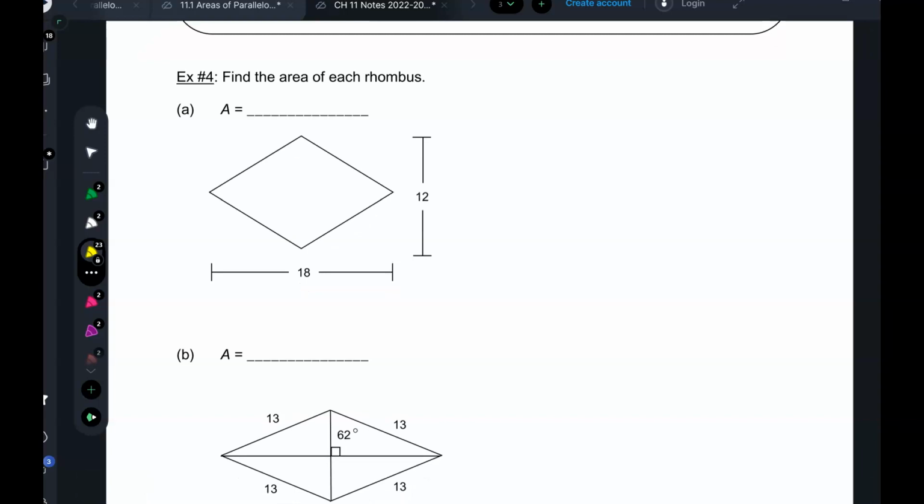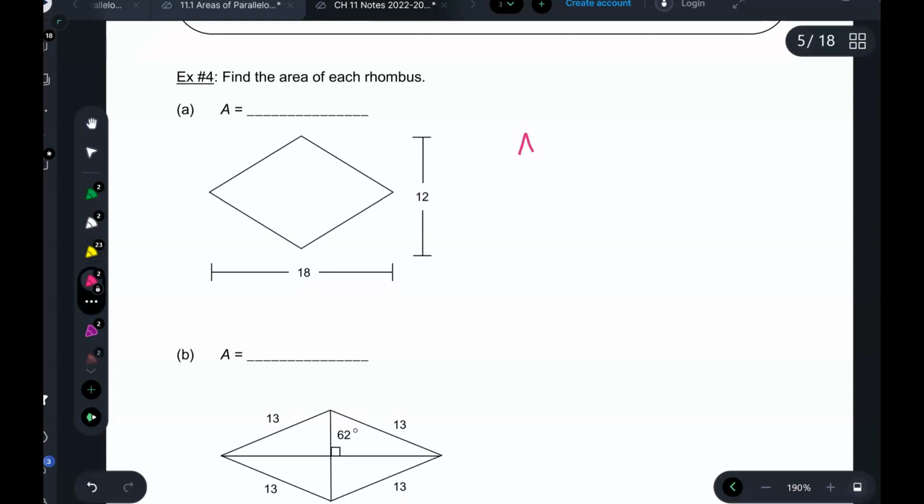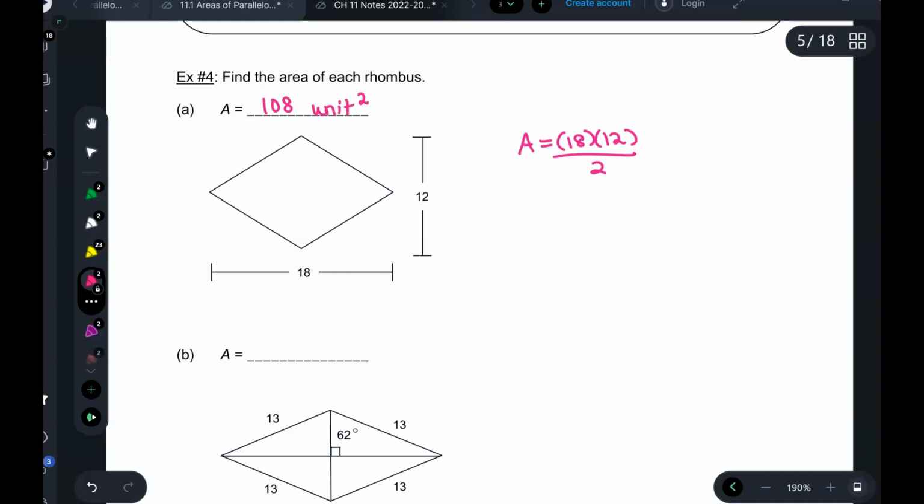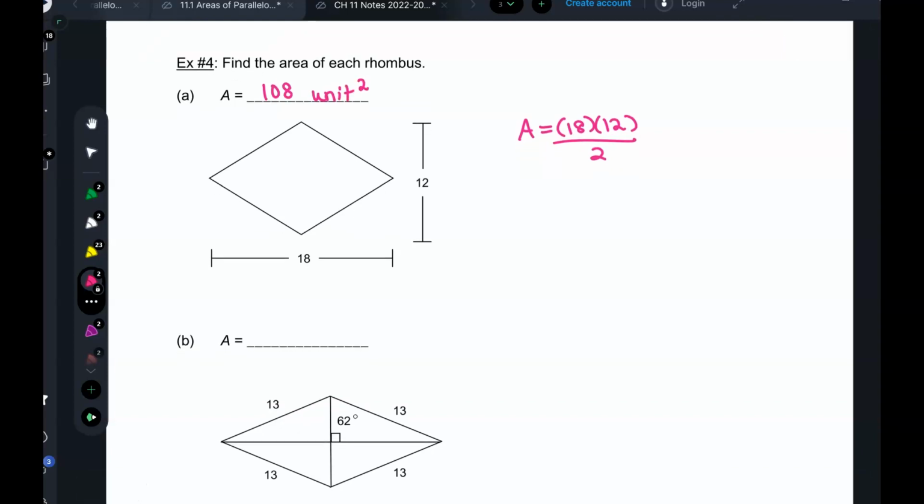Okay, area of the rhombus. So 18 times 12 divided by 2. I got 108. I don't know what the units are. Units squared. All right.